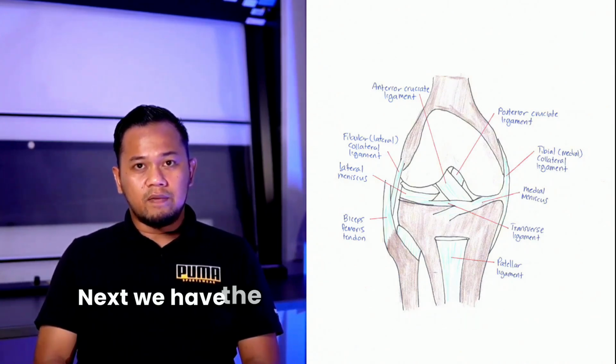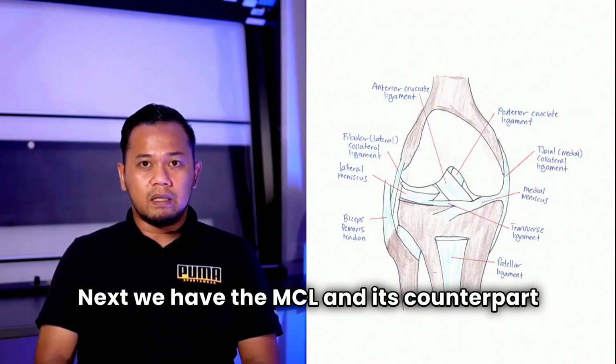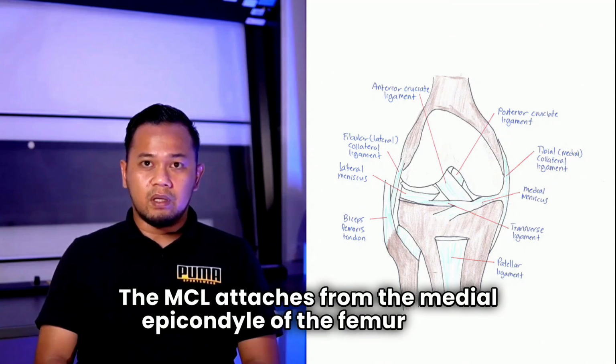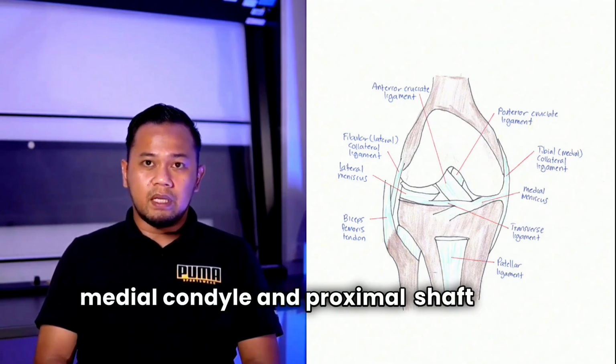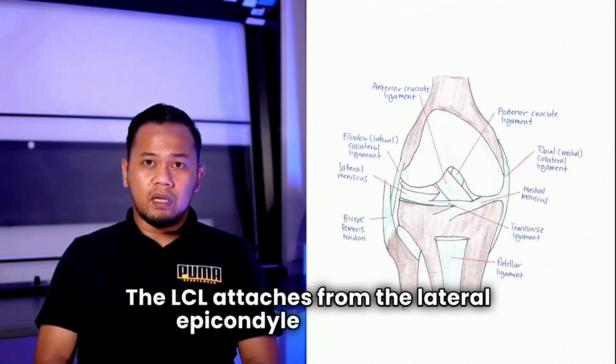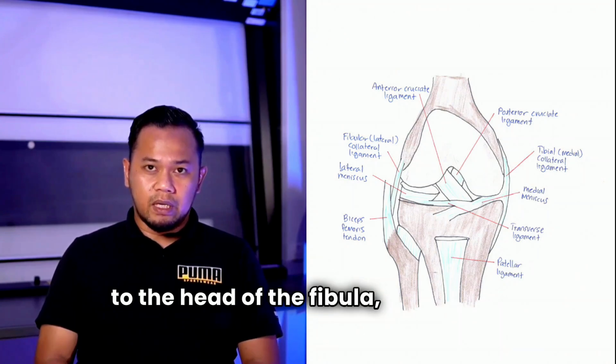Next, we have the MCL and its counterpart, the LCL. The MCL attaches from the medial epicondyle of the femur to the medial condyle and proximal shaft of the tibia. The LCL attaches from the lateral epicondyle of the femur to the head of the fibula.